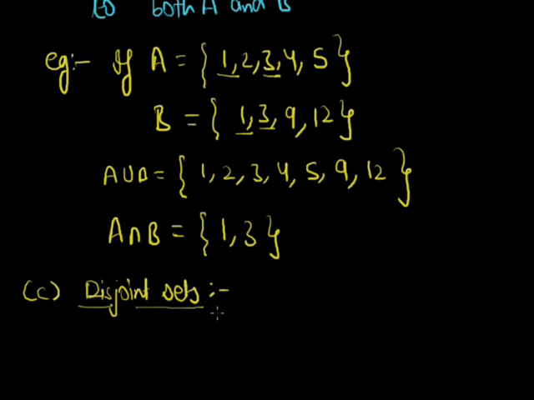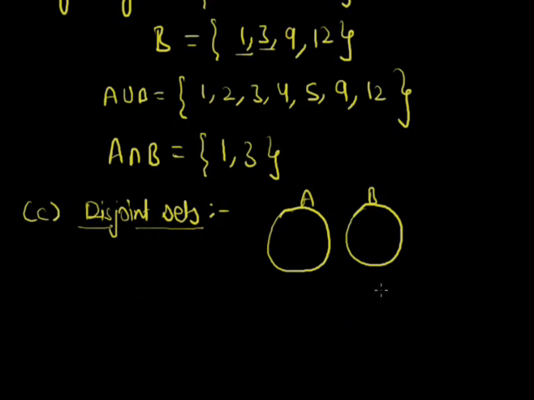So what do we mean by disjoint sets? Disjoint sets means two sets which have no region in common. Suppose we take these two sets A and B, and they do not have anything in common. So these two sets are said to be disjoint sets. It means two sets are said to be disjoint if A intersection B is equal to phi, that is, there is nothing common in A and B. If A intersection B is the null set phi, then these two sets are said to be disjoint sets. This is what we mean by disjoint sets.